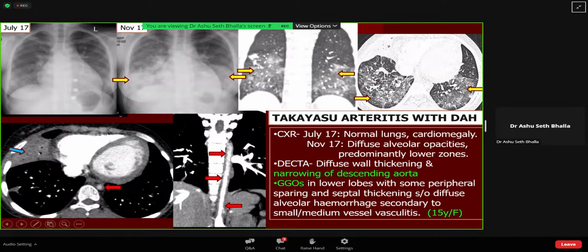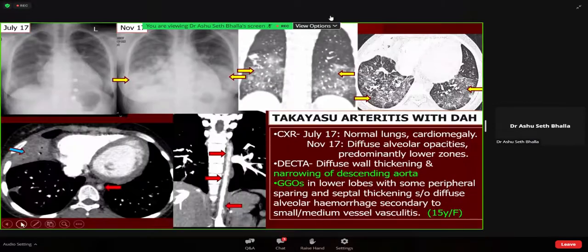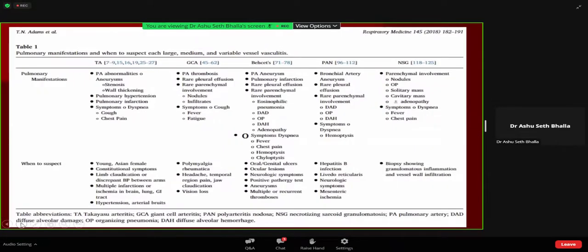Yeah. And so look at the narrowing of the DTA on the axial images, the wall thickening, and then the patient has DAH. So usually capillaritis is not a component of Takayasu because it's basically a large vessel disease, but you can get involvement of smaller vessels also, and patients can present with DAH. It can also cause pulmonary artery narrowing and stenosis, as you know.